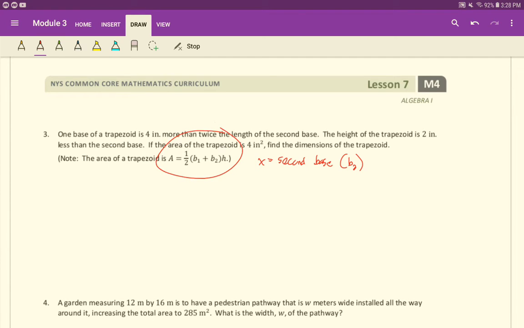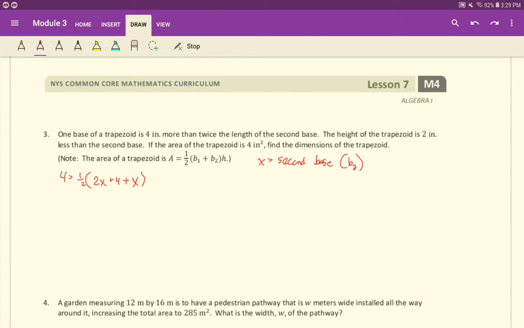So for our formula here, we're just going to plug some stuff in. We already know the area is 4, so we'll write 4 equals 1/2. Base 1, what's that? That's this base right here. So it is 4 inches more than twice the length of the second base. So 2x plus 4 plus the second base, which is just x. We're going to add another x there. And then times the height.